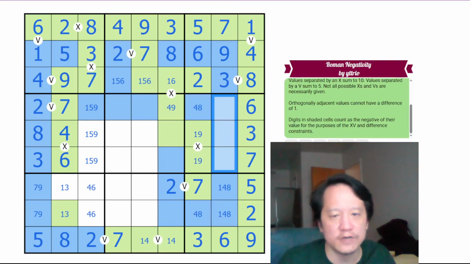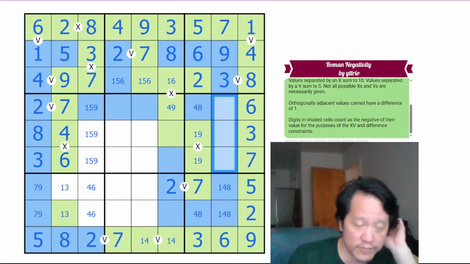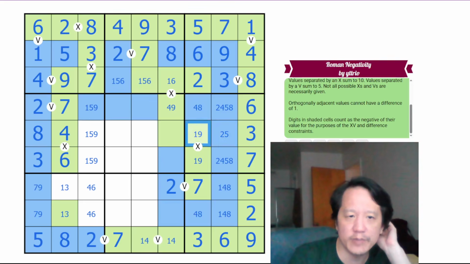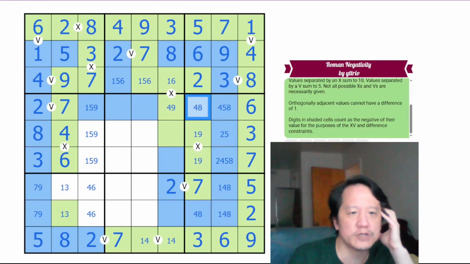Remaining digits of column 8, we have 2, 4, 5, and 8. 4 and 8 cannot be here because of 4 and 8 in the row. No 2 here because of 2 in the row.